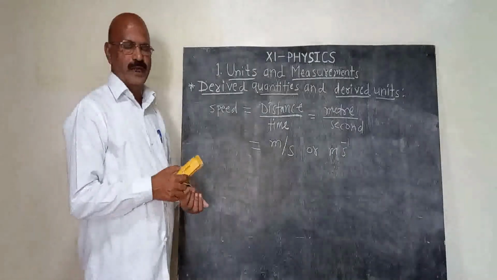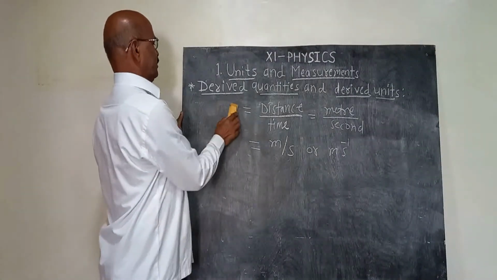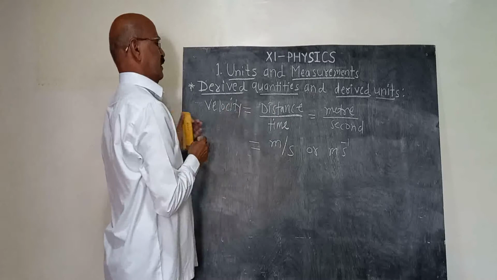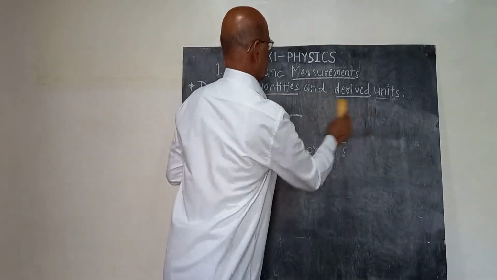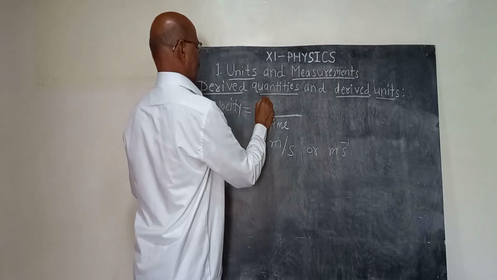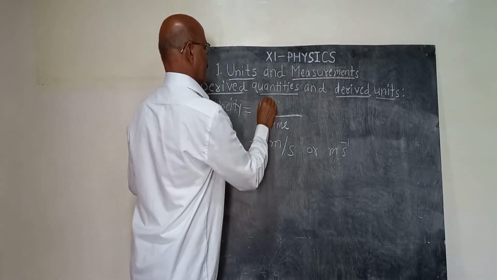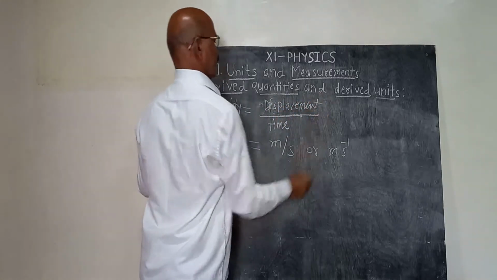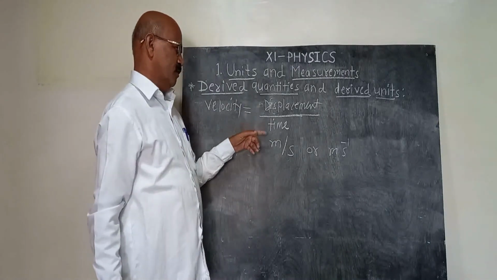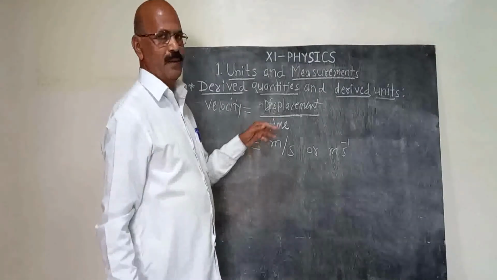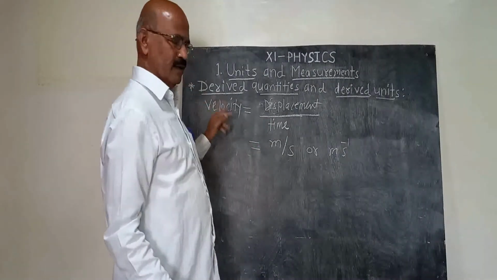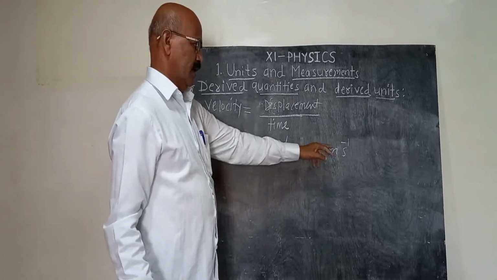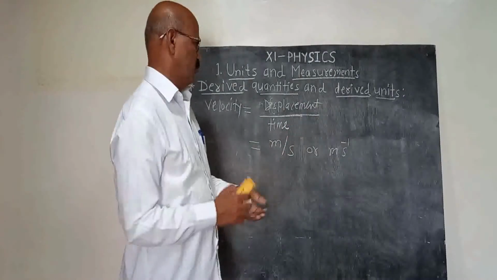Similarly, we can obtain the SI unit of velocity. Velocity means the rate of change of displacement with respect to time. SI unit of displacement is also meter. SI unit of time is also second. So we get a similar unit for velocity, that is meter per second or m s raised to minus 1.